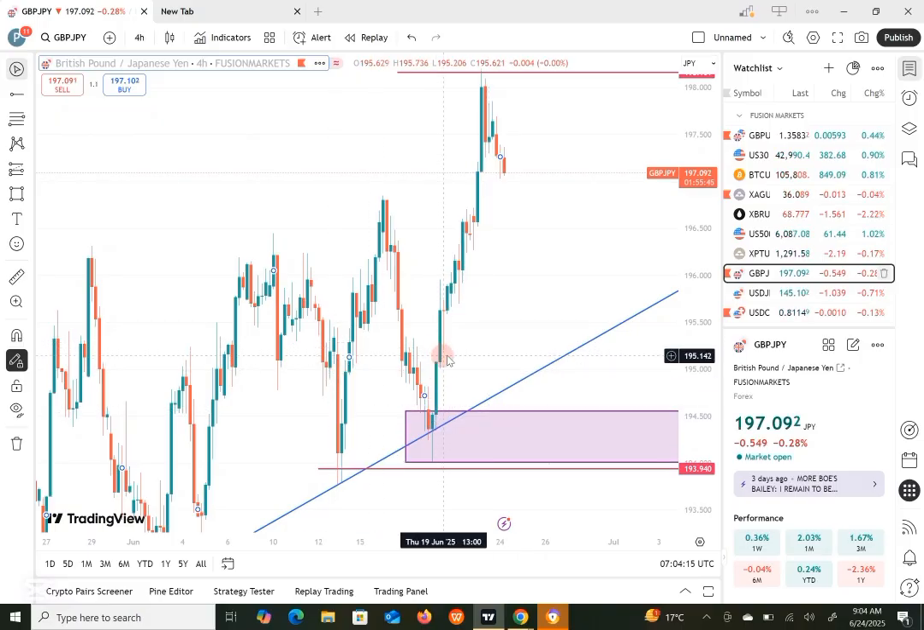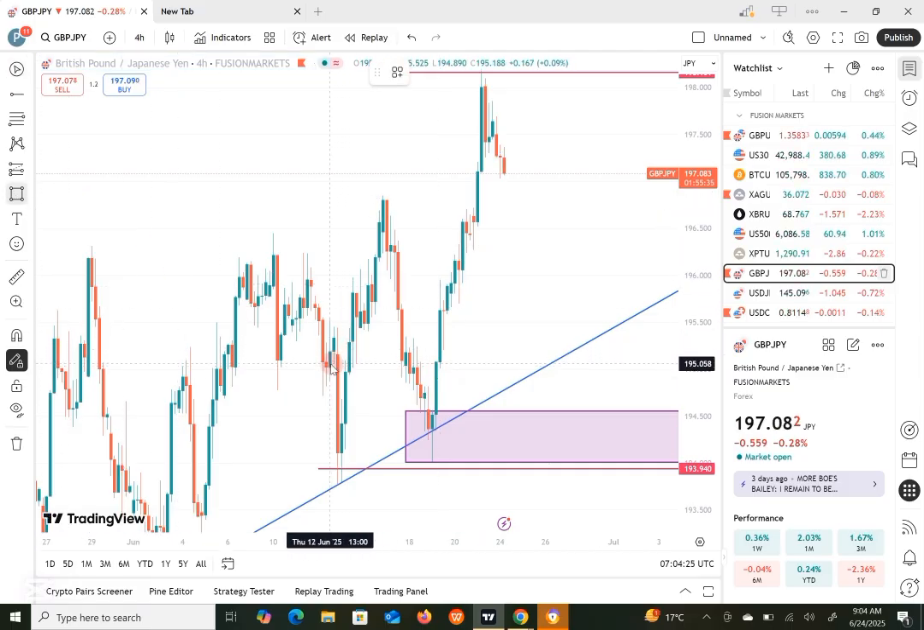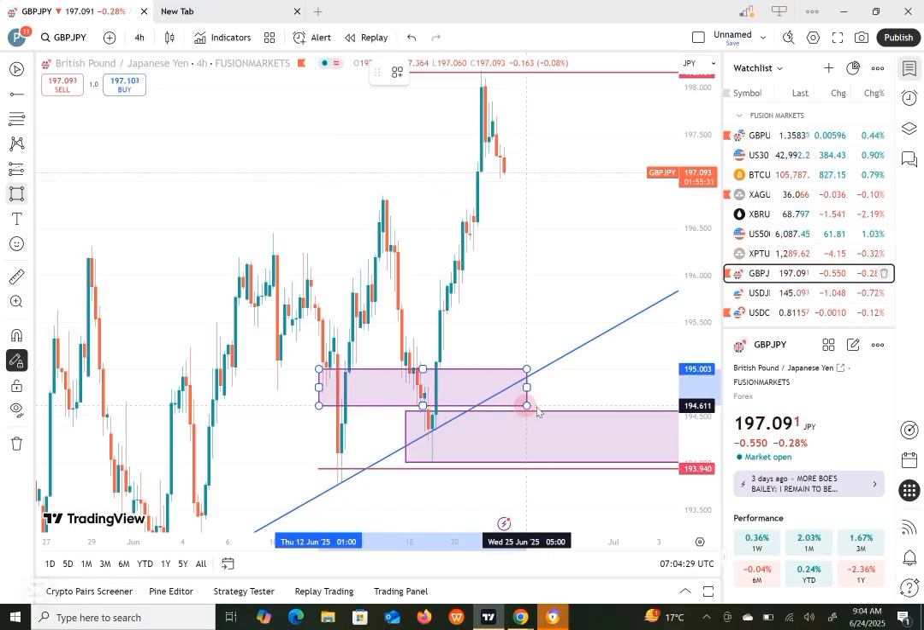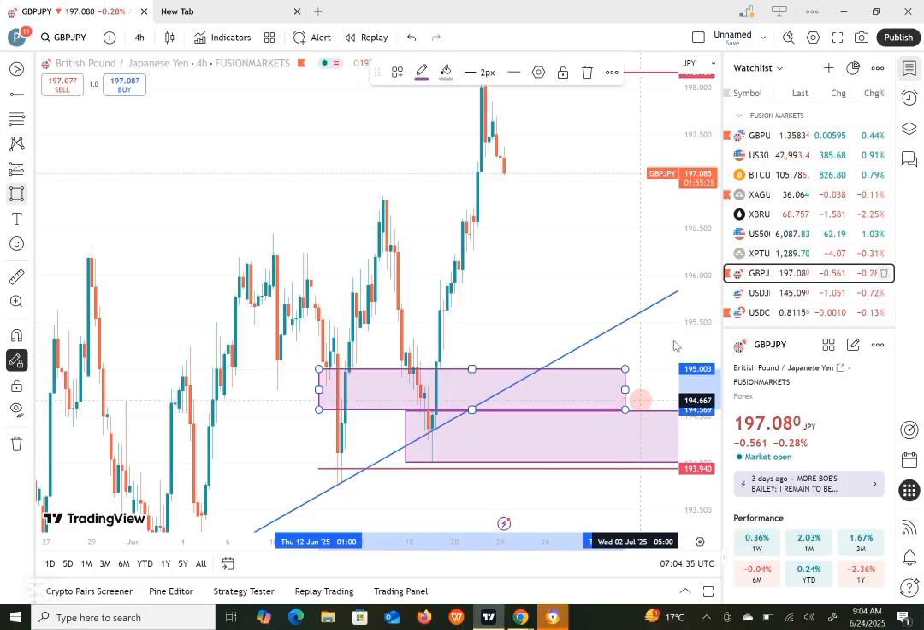Okay, one other thing that you'd want to take note of, it's on fair value gaps. The fair value gaps for this one will be from our order block up to this point here. That's our fair value gap. This represents price can come back and retest just the fair value gap.